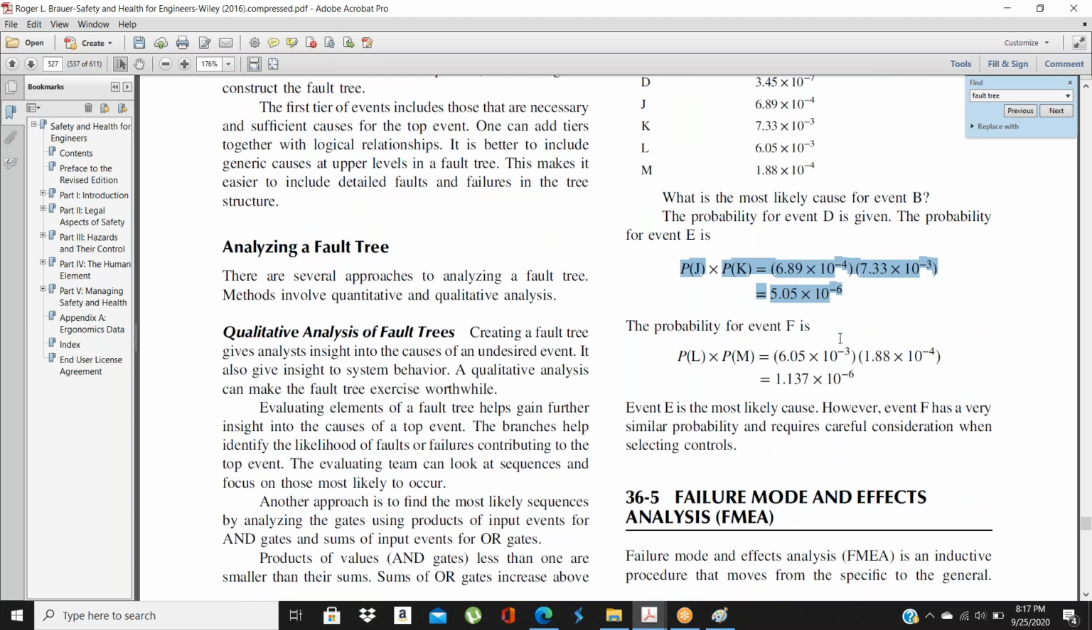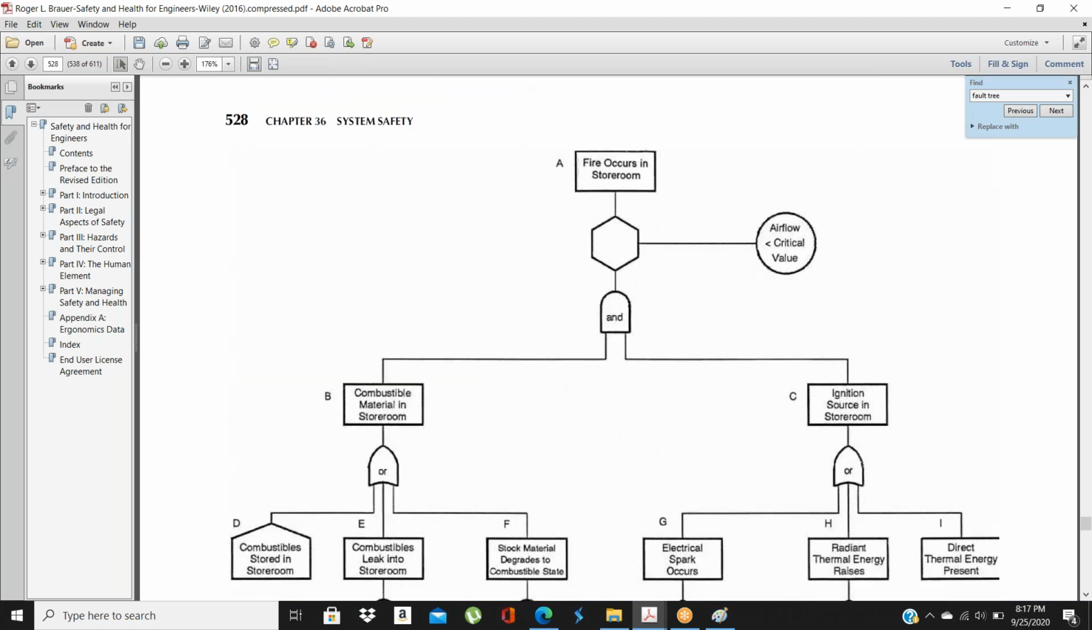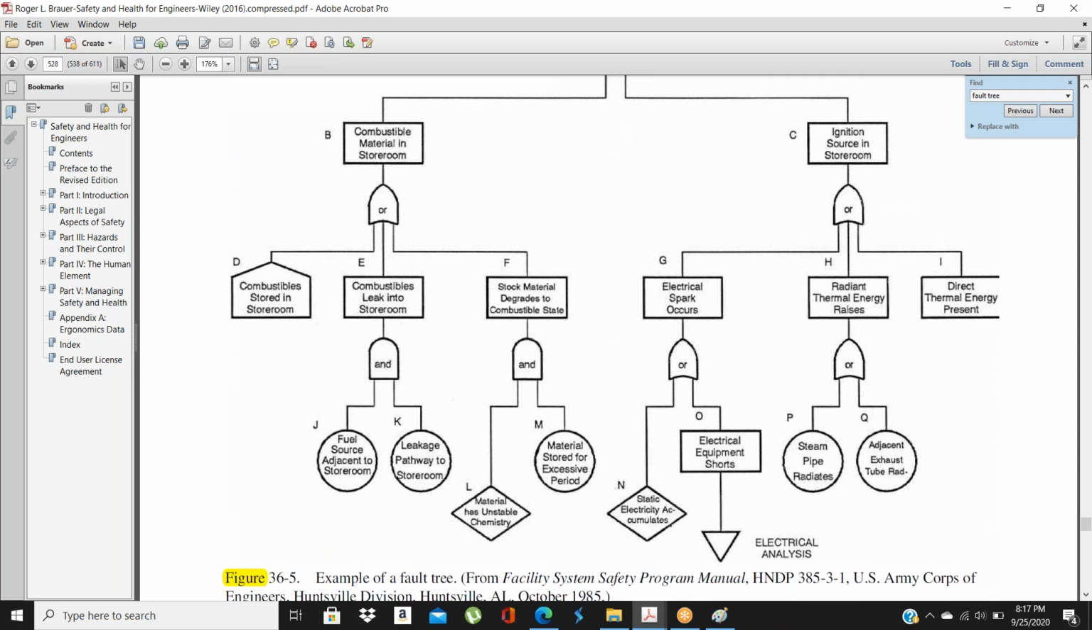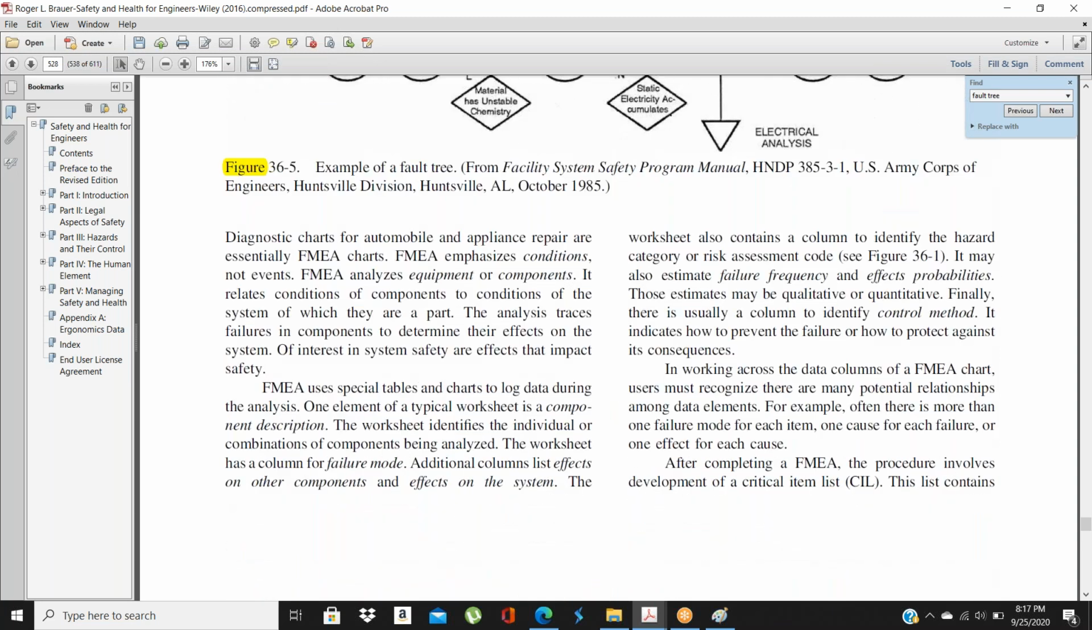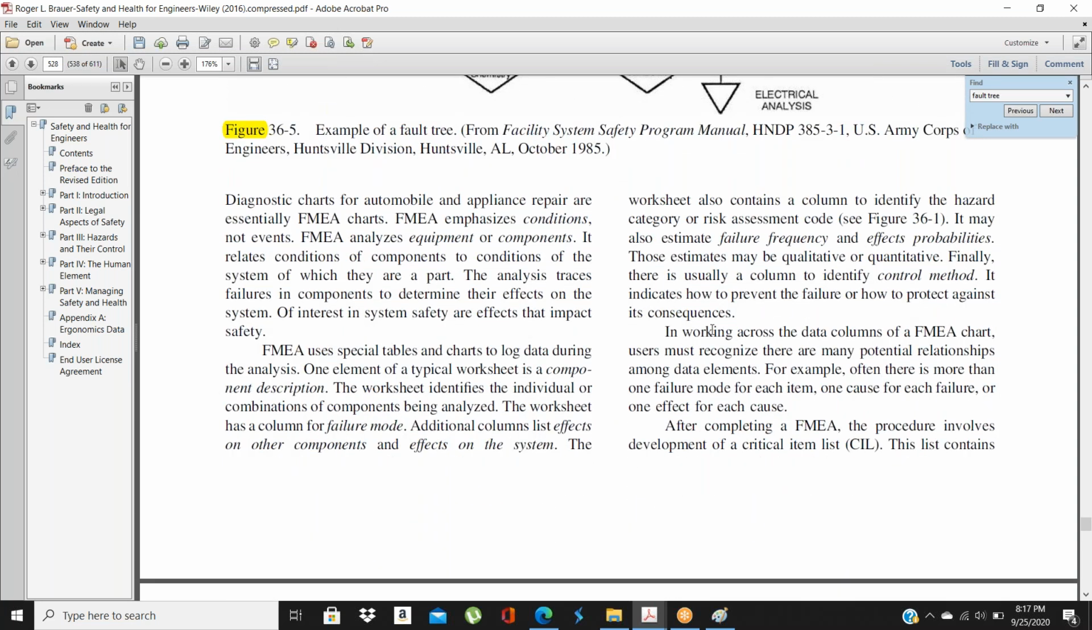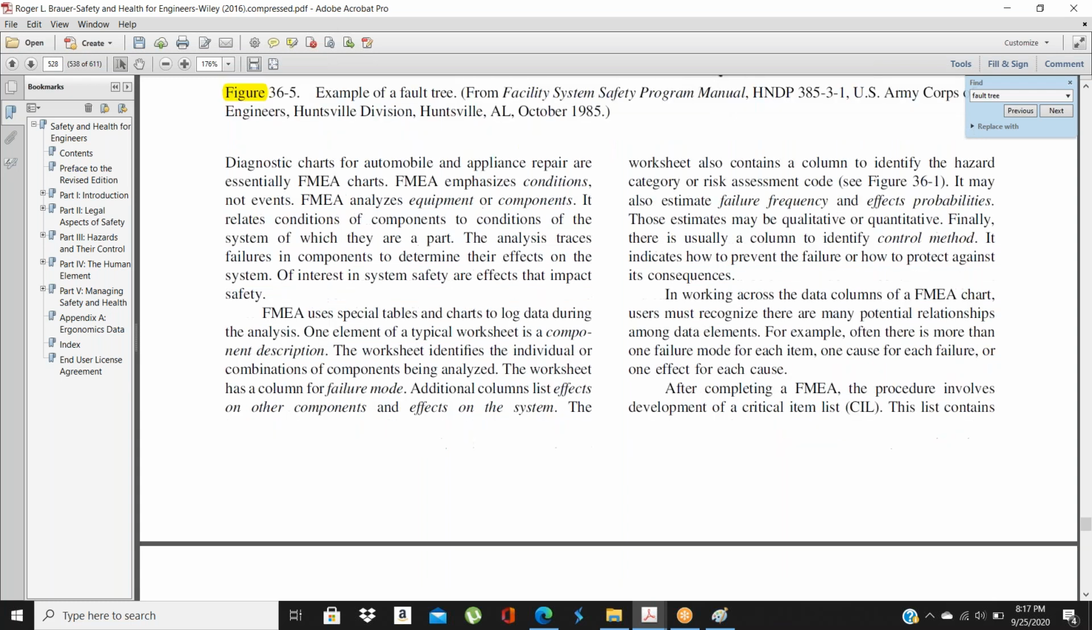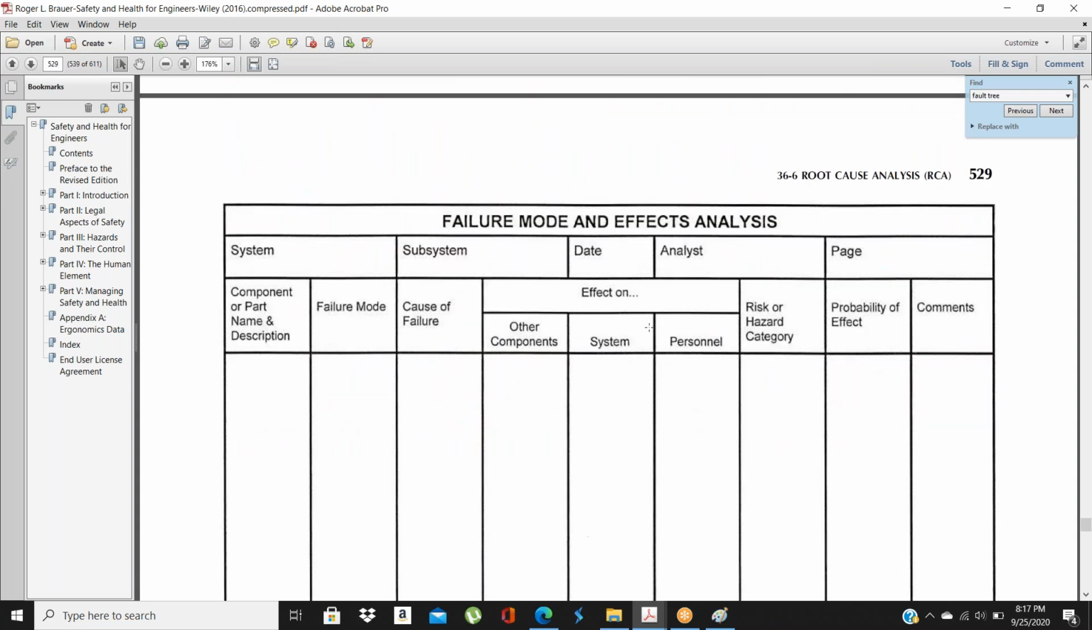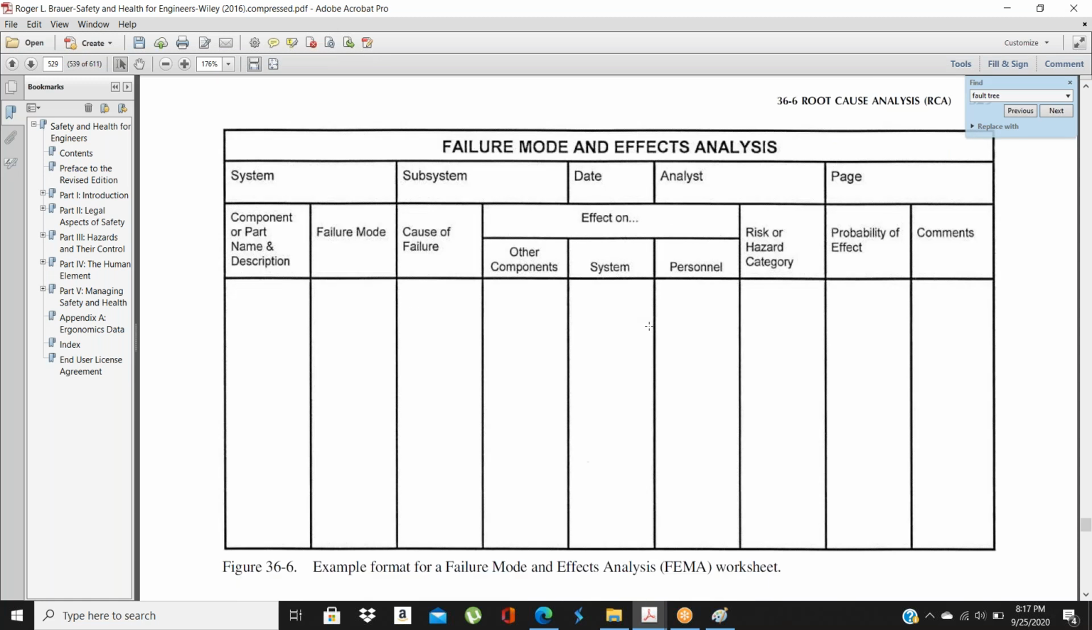Now it's clear. So this was all related to the fault tree analysis. And FMEA, Failure Mode and Effect Analysis, is also related to this.